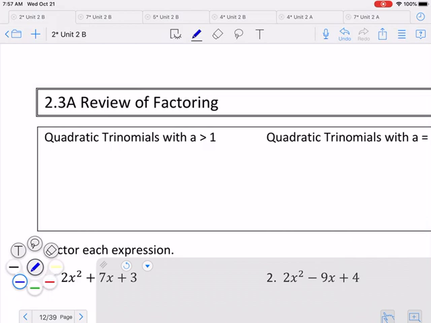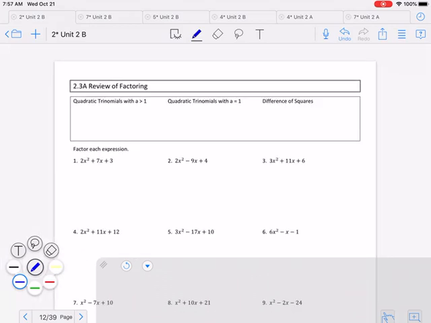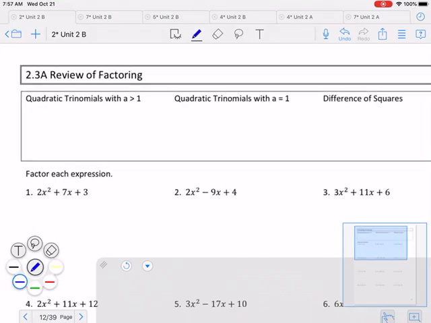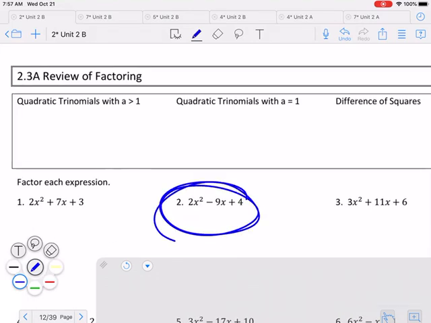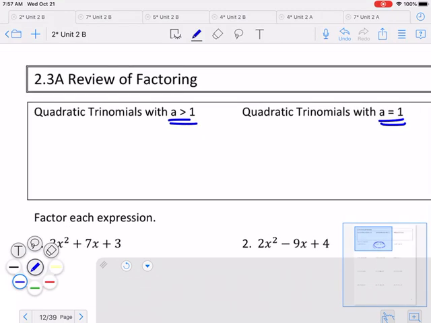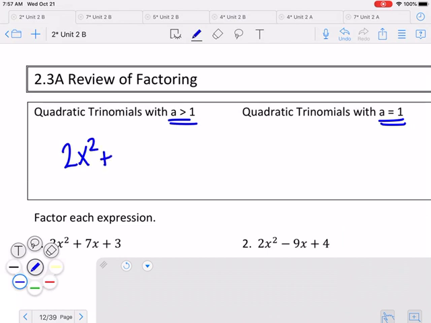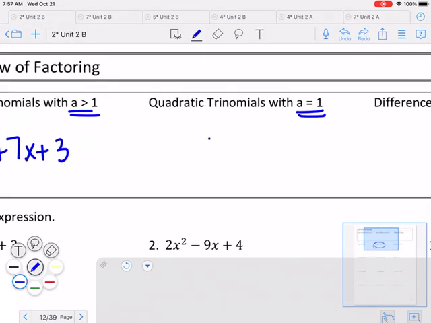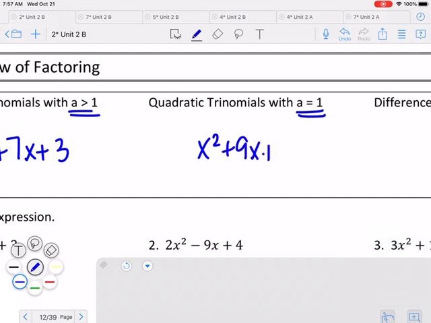First, we review factoring. You've probably done this before, unfoiling. A quadratic trinomial is this guy. There's two types, where a is equal to 1 and where a is greater than 1. An example would be 2x squared plus 7x plus 3. That's a quadratic trinomial where a is bigger than 1. X squared plus 9x plus 14 is an example where a is equal to 1, because we just never write the 1 that's in front of an x or an x squared.